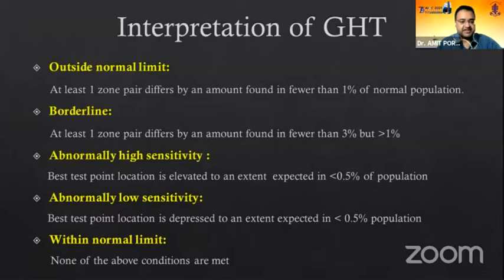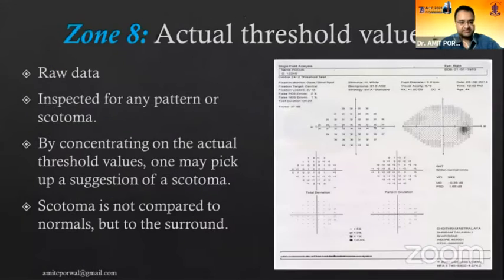Borderline, which means at least one zone pair differs by an amount found in fewer than 3%, but more than 1%. Abnormal high sensitivity, the best test point location is elevated to an extent expected in less than 0.5% of the population, and abnormal low sensitivity, which means the best test point location is depressed to an extent expected in less than 0.5% of the population. Then you have within the normal limits, that is none of the above conditions are met. So there are the 5 interpretations of the glaucoma hemifield test: outside normal limits, borderline, abnormal high sensitivity, abnormal low sensitivity, and within normal limits.